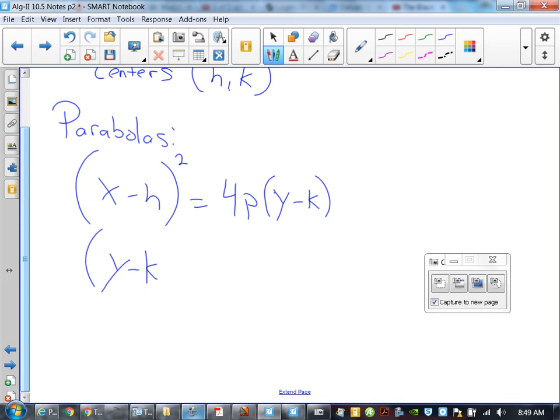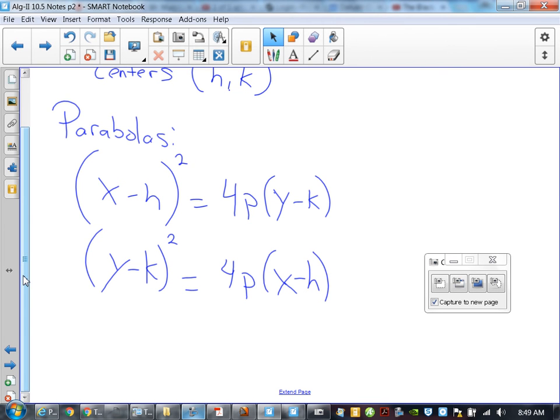Y minus k quantity squared is 4p y or x minus h. What do you think the p-value still stands for? The p-value is still the distance from your center to your focus. The p-value, the opposite of p, is still your distance to your directrix. What's going to happen is if you no longer are centered at the origin, you're going to be in space. You're on the final frontier.